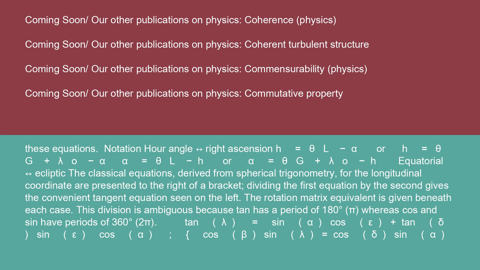The rotation matrix equivalent is given beneath each case. This division is ambiguous because tan has a period of 180 degrees, pi, whereas cosine and sine have periods of 360 degrees, 2 pi.